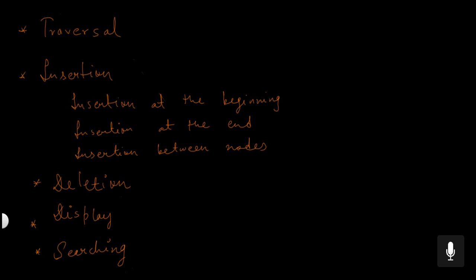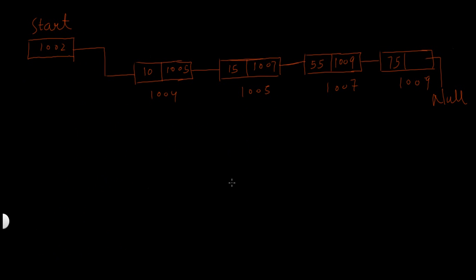Now there are various operations that are associated with a linked list, and the first operation is traversal. Traversal means visiting nodes of a linked list starting from the first node, one after the other in sequence, until we reach the desired node or until the end of the list. And we start from the first node because we can only access the linked list from the first node.